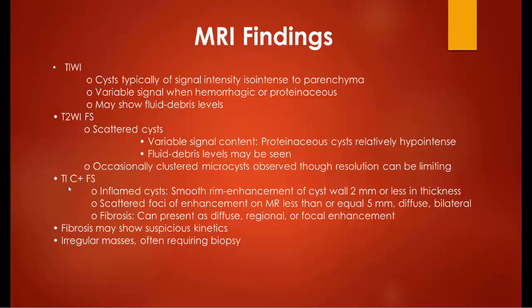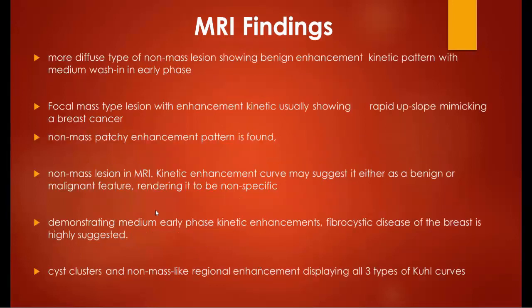T1 with contrast plus fat suppression, inflamed cyst present as a smooth rim enhancement of cyst wall 2 mm or less in thickness, scattered foci of enhancement in MR less than or equal to 5 mm, diffuse bilateral. Fibrosis can present as diffuse regional or focal enhancement. Fibrosis may show suspicious kinetics, irregular mass requiring biopsy.